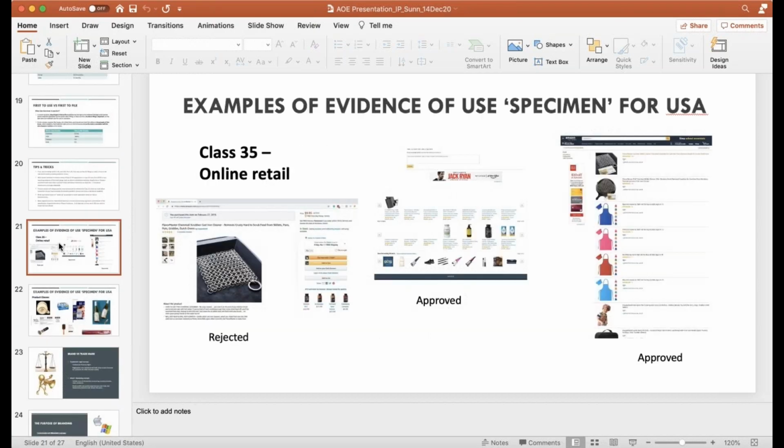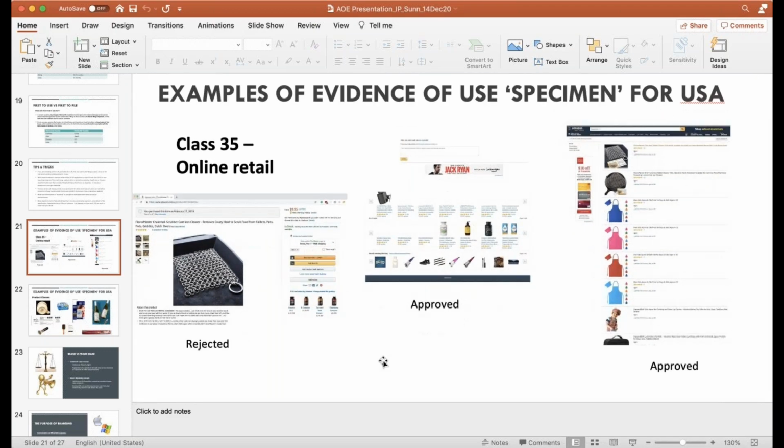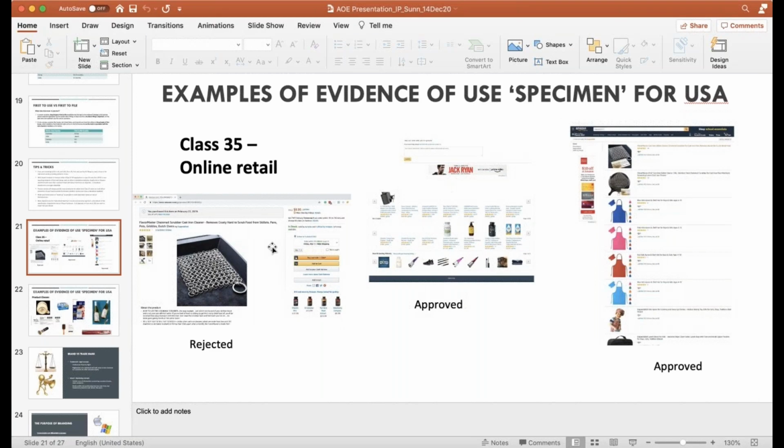So when I talk about evidence of use in the States, this here, let me see if I can blow this up, is just showing one product. That's going to be rejected if you are filing in Class 35 online retail. But if you show a storefront that has, like, 20 different products, with all of these products, then that will be approved because it's showing that you do in fact have a retail presence, not just a single product presence.